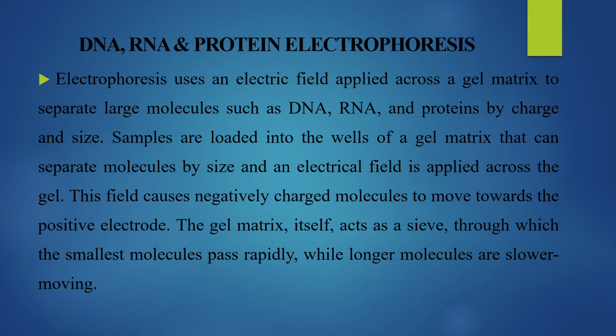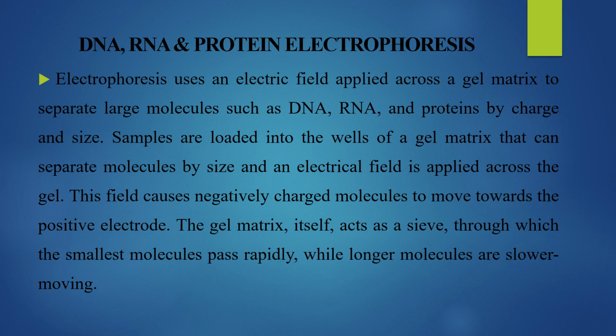Like electrophoresis, which you do every day in your lab, you can do the same for DNA and RNA. So electrophoresis uses an electric field applied across a gel matrix to separate large molecules such as DNA, RNA, and proteins, and this depends on charge and size. Samples are loaded into the wells of a gel matrix that can separate molecules by size, and an electric field is applied across the gel. So just like you do in your labs, you apply electricity to it.